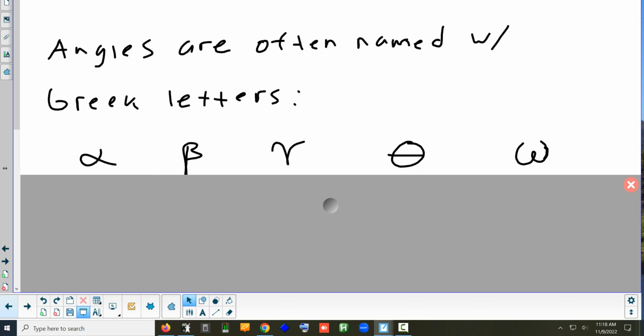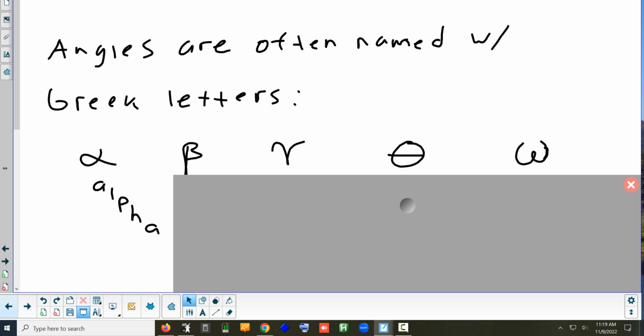So there's some of the Greek letters that we'll use. We're not going to use all those today, just so when you do see them, you know what they're called. Does anybody know what this first one is called? It looks kind of like a fish. Anybody know what it's called? Alpha. That's what alpha looks like? The lowercase alpha, yep.